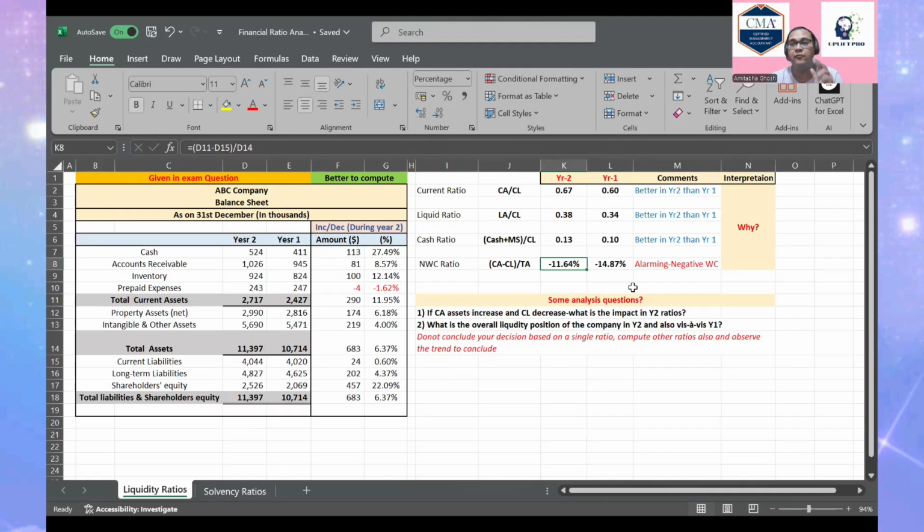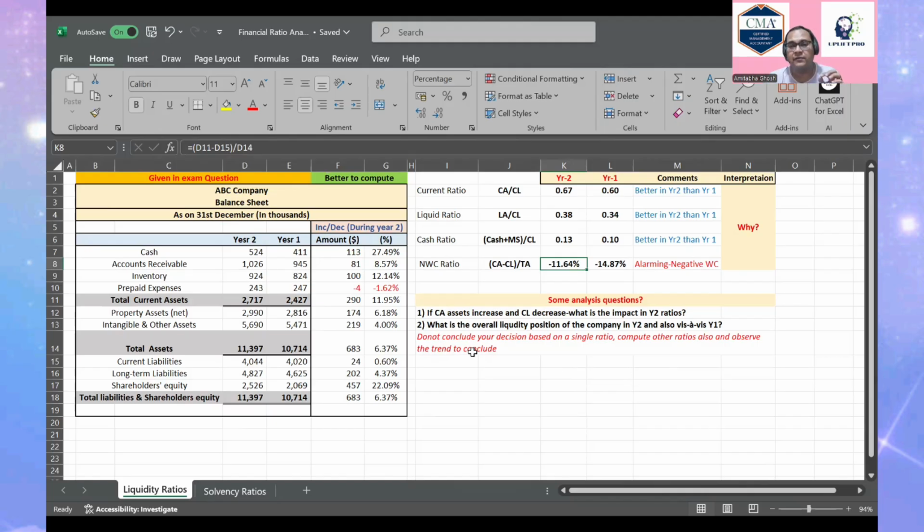So you should be careful in selecting the right answer option, because here, based on the calculations, we are seeing that though there is marginal improvement from year 1 to year 2 in terms of the ratios, the net working capital is negative. So our answer cannot be that we are having a strong liquidity position. So this would be a part of your analysis.